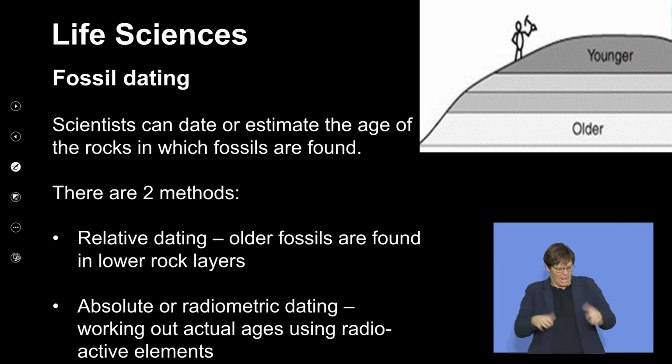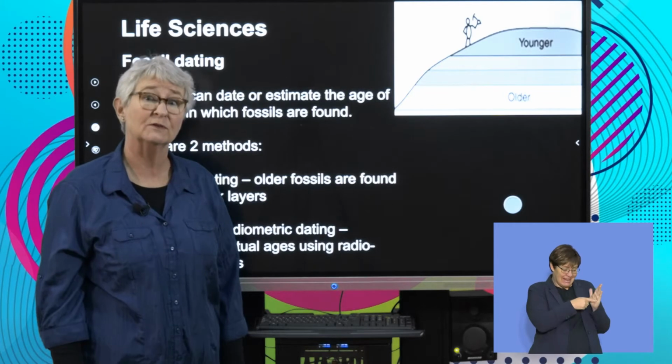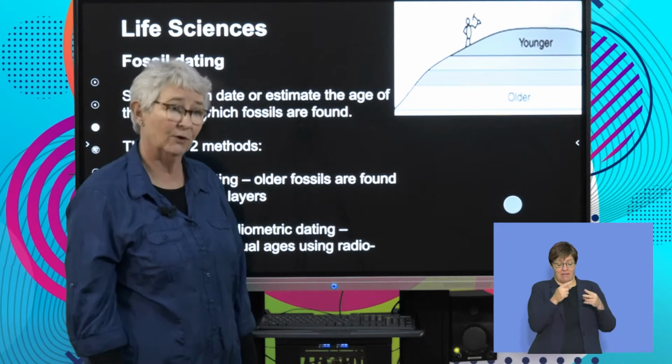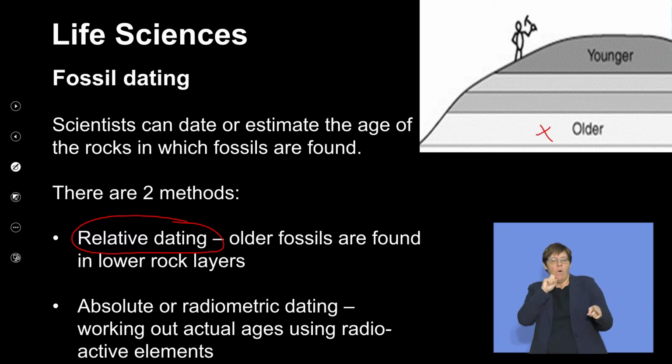Next thing is, how do we know how old the fossils actually are? And what scientists do is they date the rock in which the fossils are found. And there are two ways that fossil dating can occur. First one is called relative dating. And in relative dating, it's simply the older layers are at the bottom and the younger layers are at the top. This just tells you which fossil is older than which other fossil. It doesn't actually give you a number.